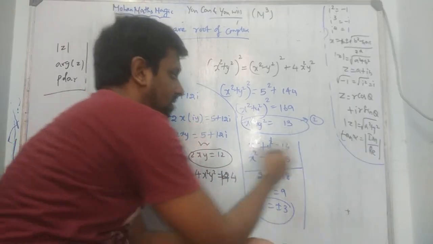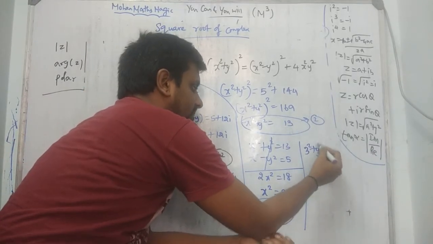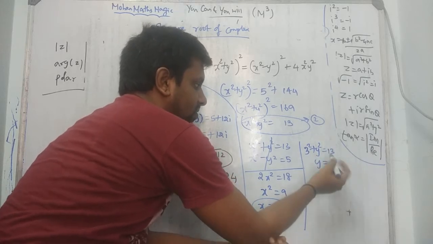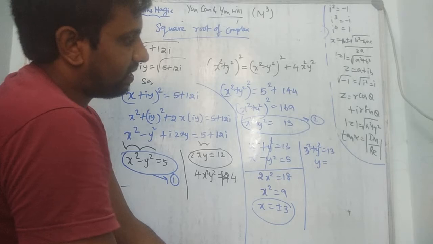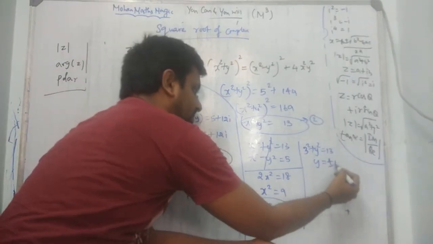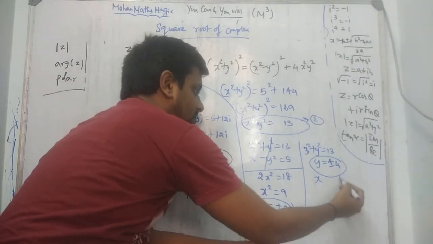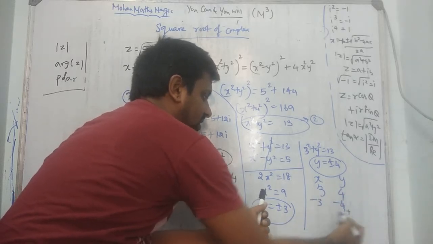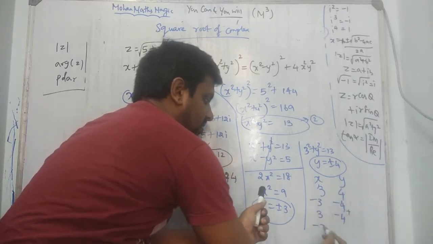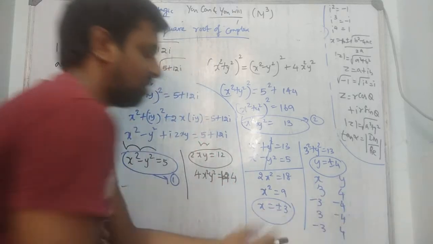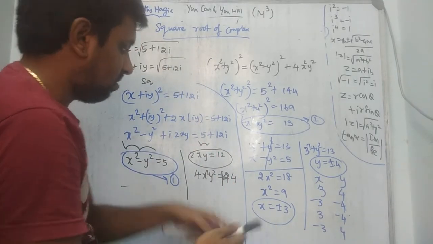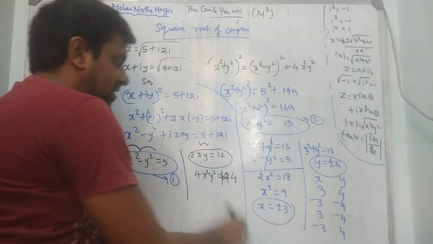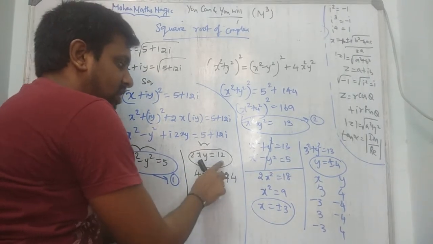Substituting in the first equation, x is equal to 3, so 3 square plus y square equal to 13. So y square is 13 minus 9, which is 4. y equal to plus or minus 2. Now we have values for x and y: 3, 2; -3, -2; 3, -2; -3, 2. Which one should I choose so that 2xy is positive 12? That is, which numbers should I choose so that multiplying by 2 gives positive 12.